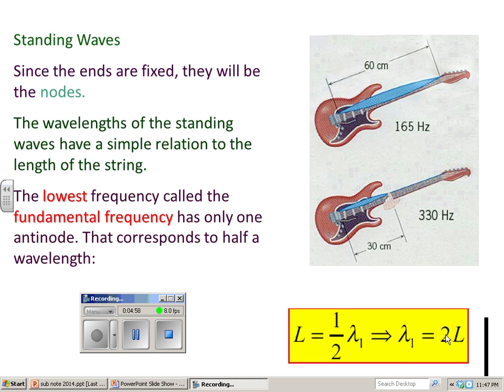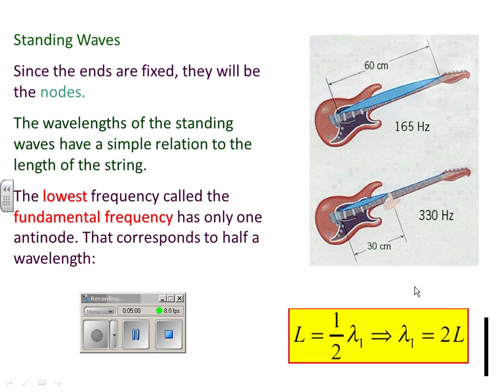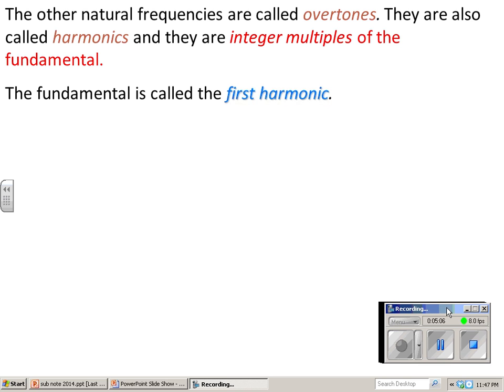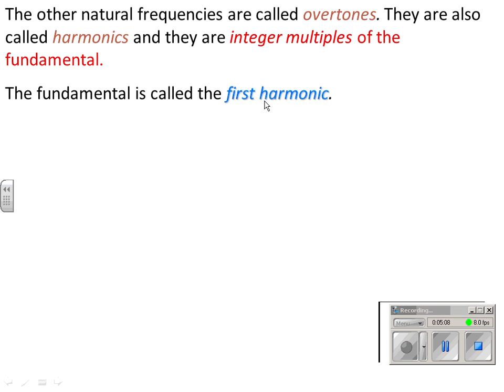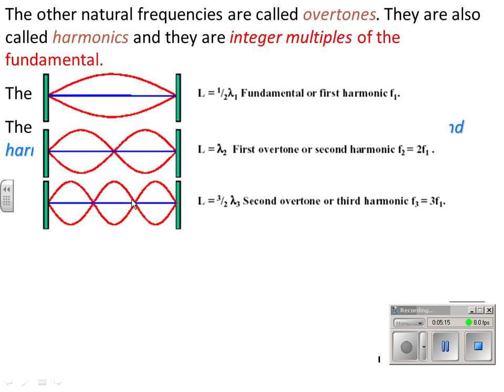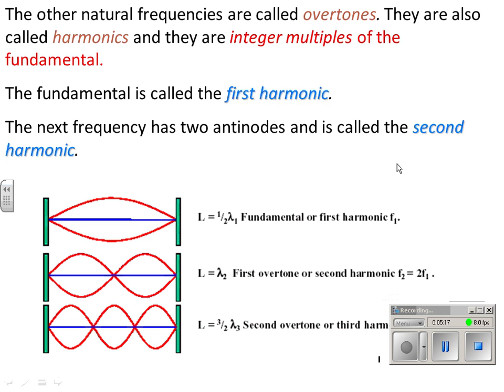If we say that wavelength equals 2L, then when we talk about harmonics and frequencies, what we're going to do is say that the first harmonic is the fundamental frequency. The two antinodes is going to be our second harmonic, and so on and so forth. So the antinodes will match the harmonic value. Always. This is always true. The number of antinodes will match the harmonic value.